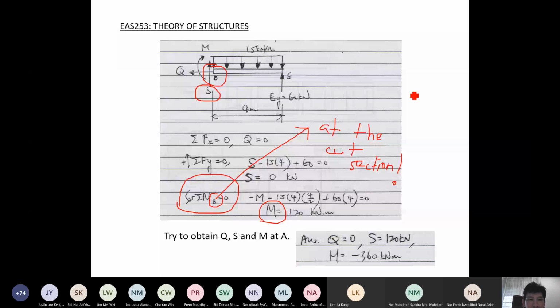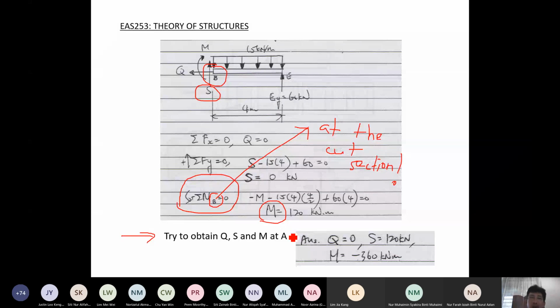So I leave it to you, try to get the Q, S, and M at A now. At A, because this question asks for Q, axial force, shear force S, and bending moment at sections B and A. So where is A? Look at where A is and do the corresponding cut.